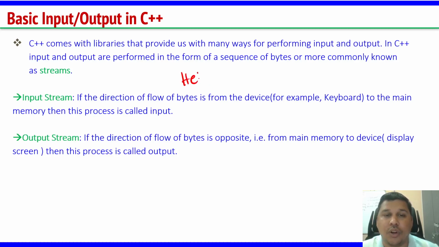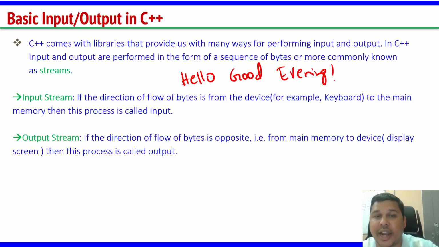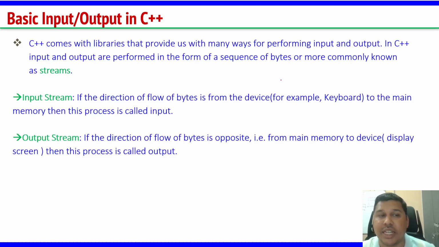Like hello, good evening. If I say this, everything is a character. A character occupies 1 byte. So this is 1 byte, this is 1 byte, 1 byte. So commonly, this input and output is called a stream. Okay, so we have input stream and output stream. Understand the difference between input stream and output stream. Stream is nothing but a sequence of bytes.